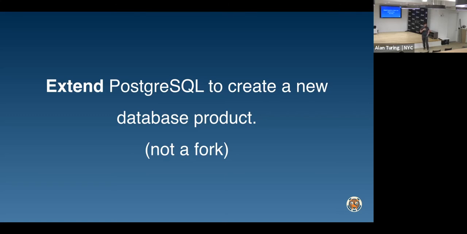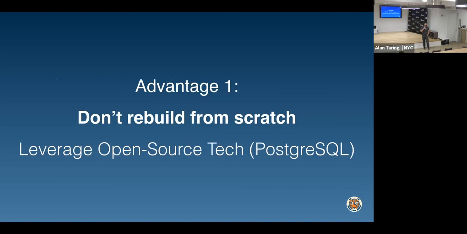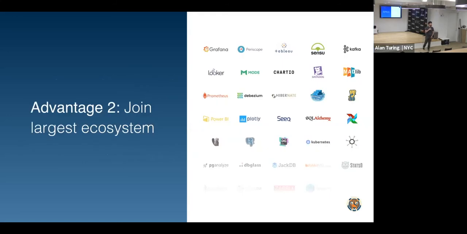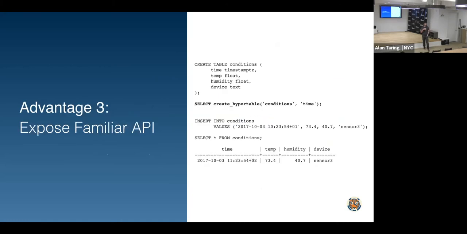So not only are we an open source project ourselves, we are also built on top of an open source project. And so what are the advantages of this approach? Well, we didn't have to rebuild a lot of stuff from scratch. We stand on the shoulders of giants. We inherited a huge ecosystem of connectors and tools because anything that already works with Postgres works with us. And in terms of APIs for programmers, if your programmer knows SQL, it's trivial to work with us because we are just SQL.